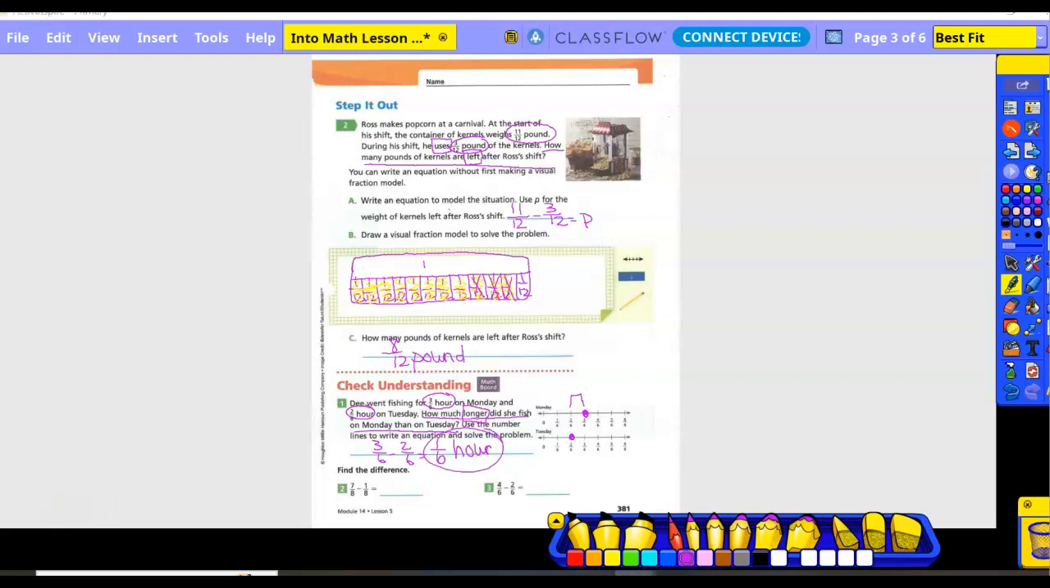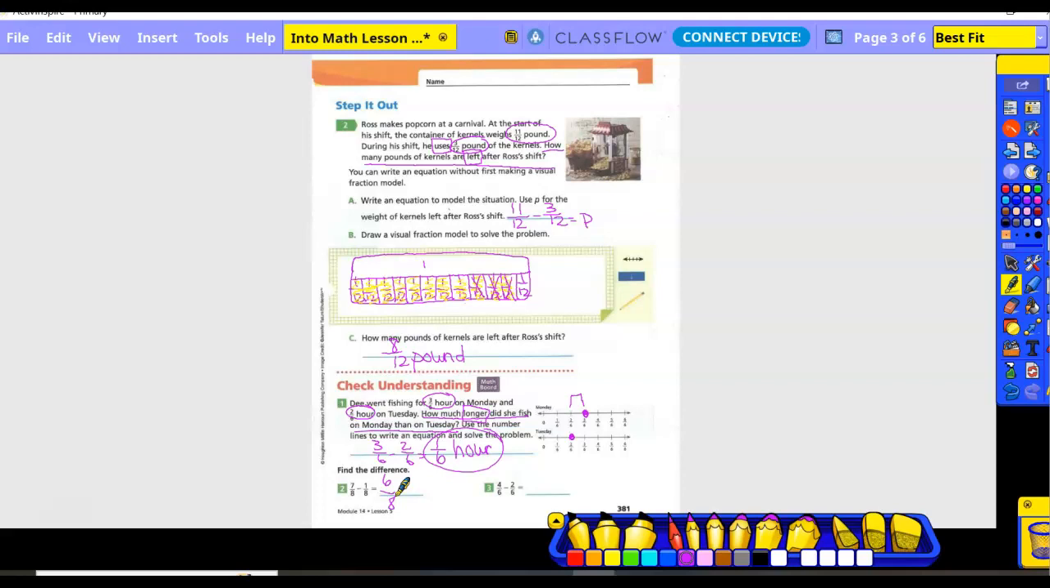Okay, so find the difference. 7/8 minus 1/8. Can I go ahead and subtract out? Yes. Why? Because they have a common denominator. So 7/8 minus 1/8 is 6/8. Now, if they wanted that simplified, could I? Yes. Okay, what would 6/8 be simplified?